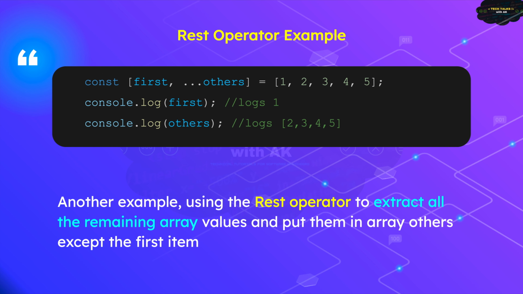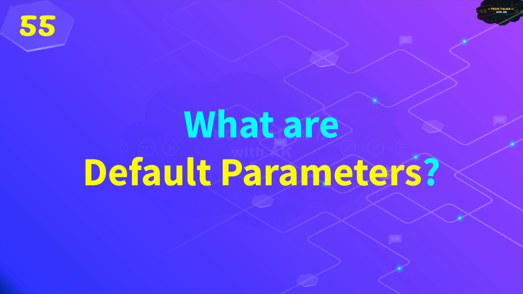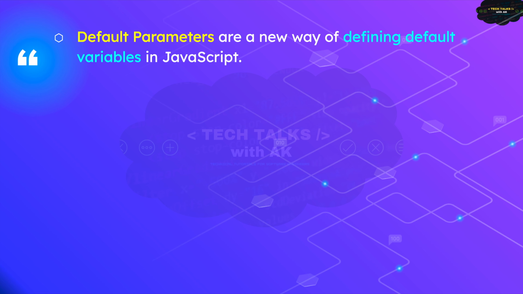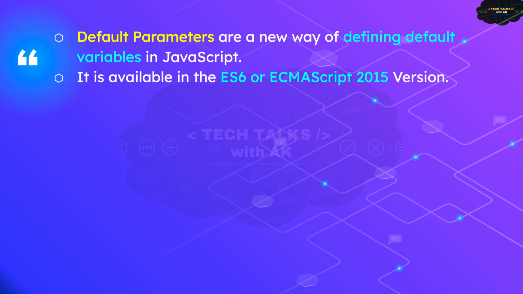Our next question is, what are the default parameters in JavaScript? And the answer is, default parameters are a new way of defining default variables in JavaScript. It is available in ES6 or ECMAScript 2015. Let's look at the examples.